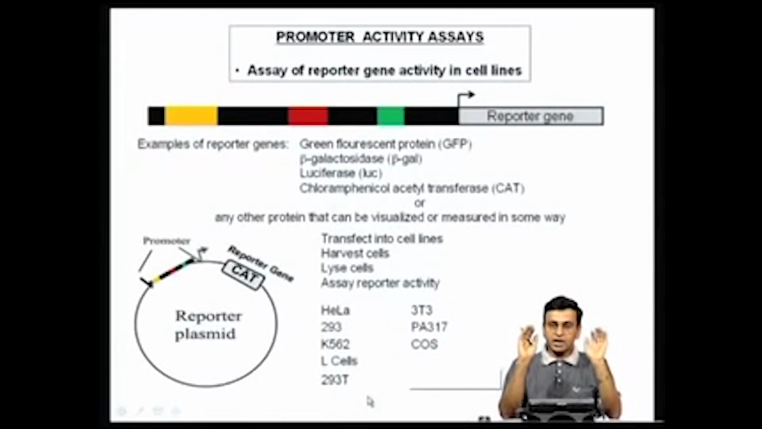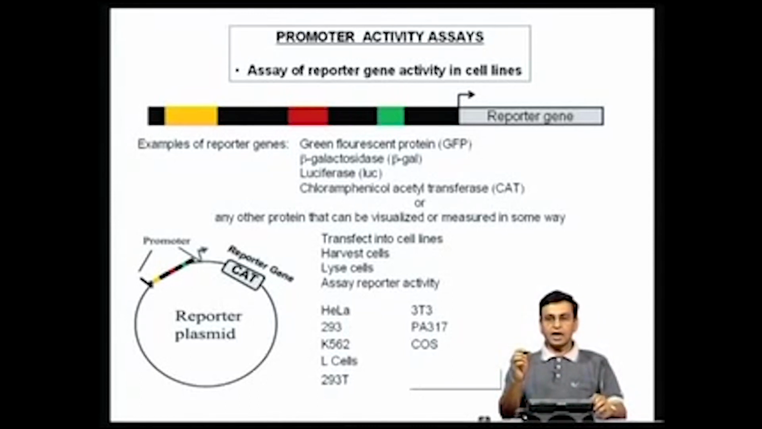Now, how do you assay the promoter activity? One of the very important experimental systems that people have developed to assay promoter activity is what is called a reporter gene assay in cell lines. Now, as you know, there are a number of eukaryotic cell lines which have become available, like HeLa cells, which are derived actually from a tumor cell line, and you have liver cell lines, you have fibroblast cell lines, and so on and so forth.